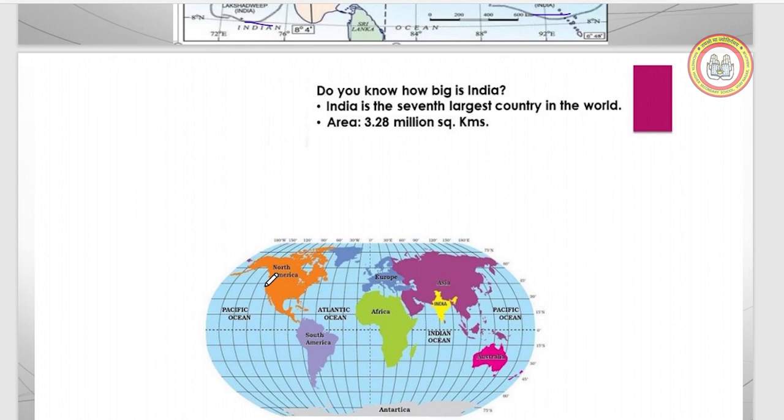Do you know how big is India? India is the 7th largest country in the world. The landmass of India has an area of 3.28 million square kilometers. This area accounts for 2.4% of the total geographical area of the world.